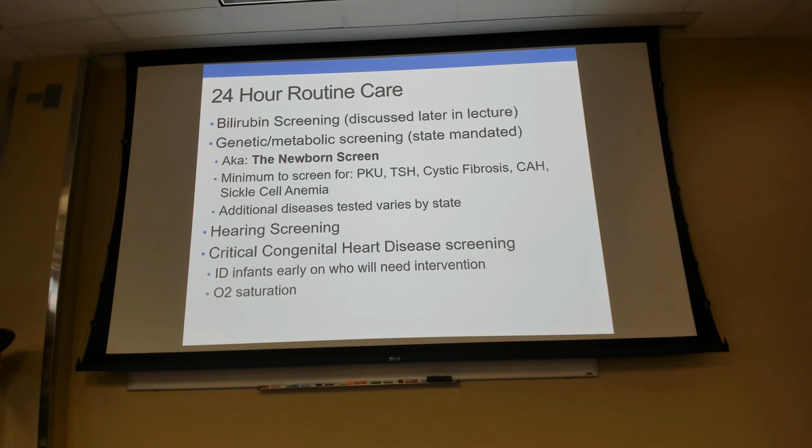So that's how it started. So you'll hear some people call it the PKU screen because that's what it used to be. And now each state adds different things. So I think Texas has 42 different things that they test for with a small amount of blood. And so that happens at 24 hours of life. The reason why is you want to try to get as little mixing with mom and baby's blood as possible so that you're not getting mom's sample, you're actually getting baby's sample.